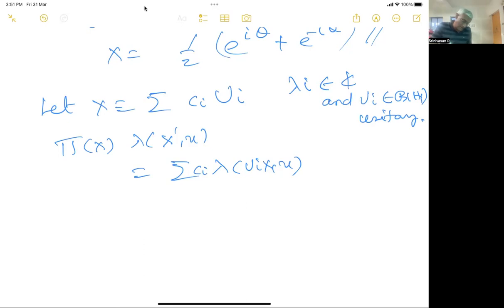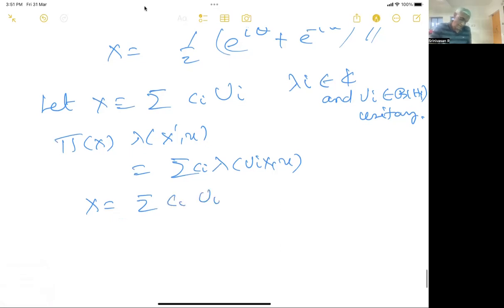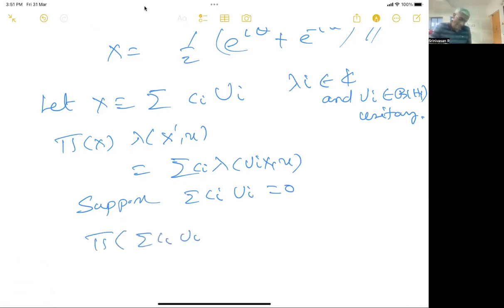So if x is equal to the summation C_i U_i equal to the summation d_i V_i, then because it's linear, we have to verify that the difference is 0. If it is 0, the image should be 0. That's what we have to do. So suppose the summation C_i U_i equals 0, then we have to say that pi of that is also 0. That's what we have to verify.